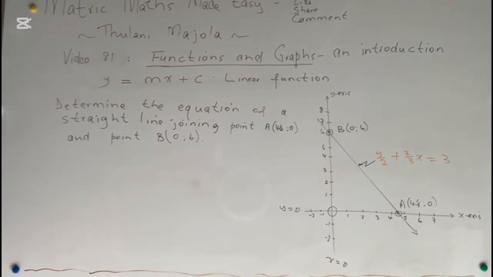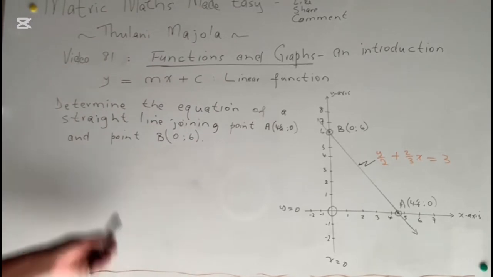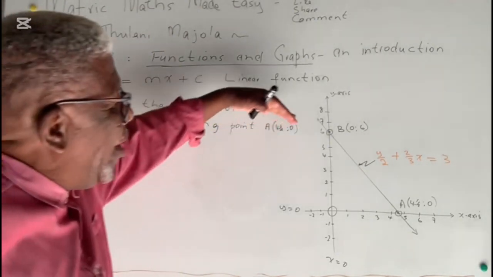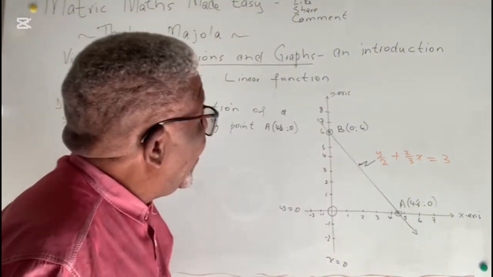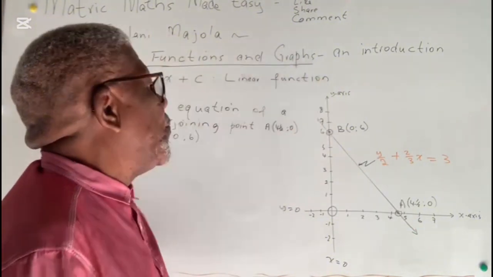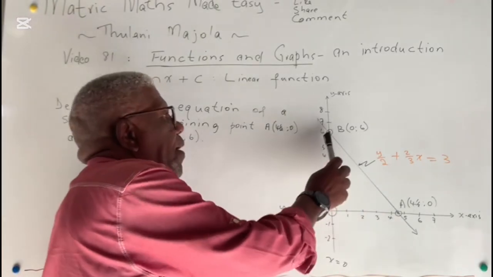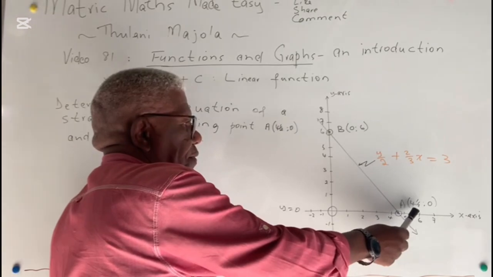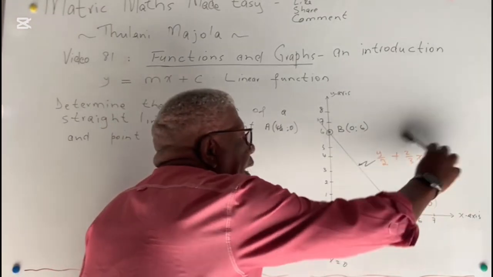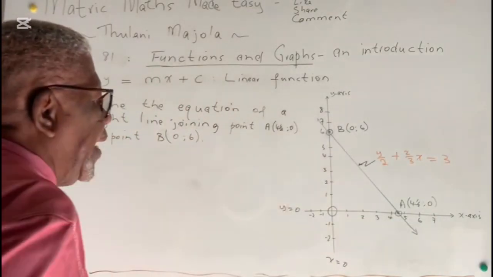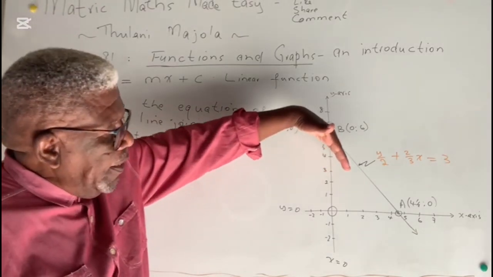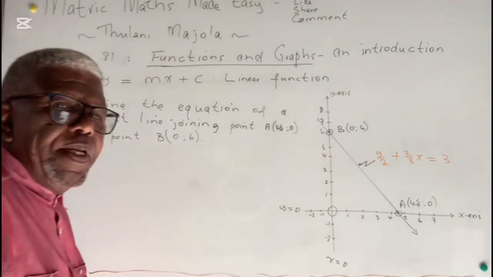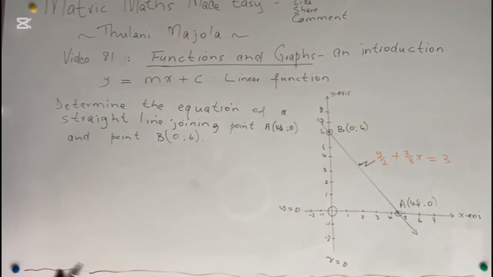Video number 81, Functions and Graphs. Still an introduction. y equals mx plus c, a linear function. Suppose now we are given a straight line going through points B and A, where B has coordinates (0, 6) and A has coordinates (4.5, 0). But we're not given the equation. So it says determine the equation of that line. You can see, of course, that as x increases, y decreases, so the gradient here is going to be negative. Anyway, let's determine the gradient.